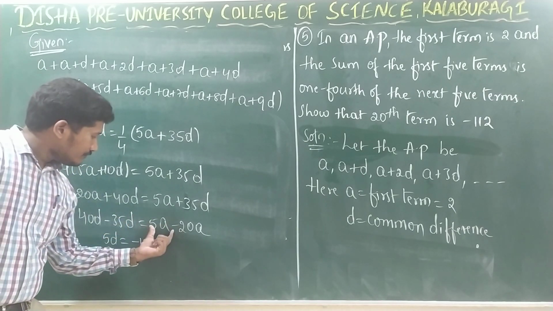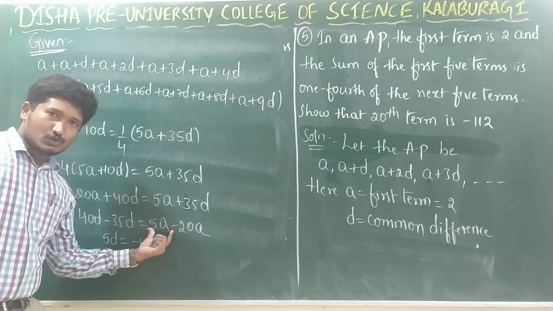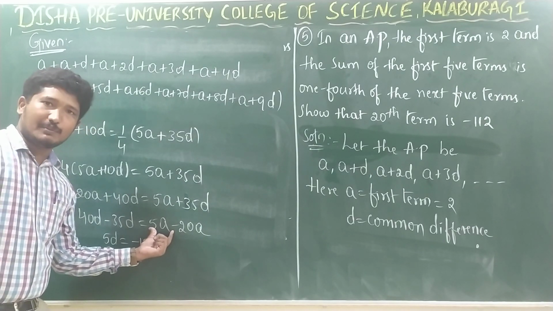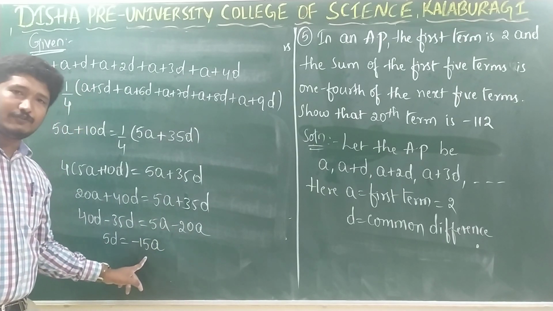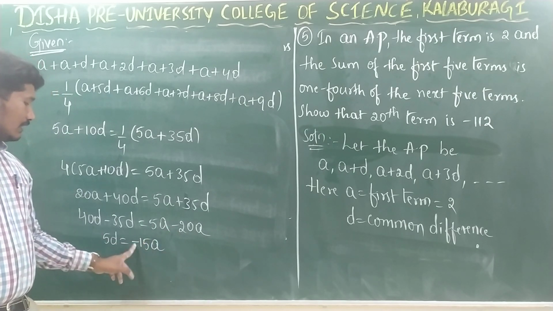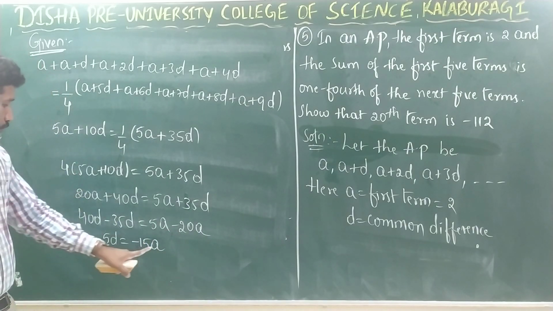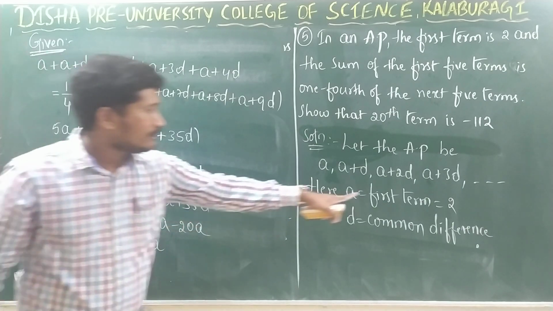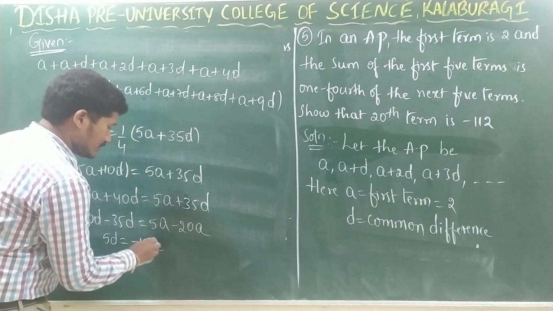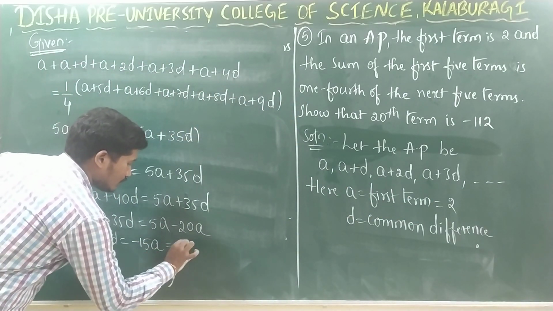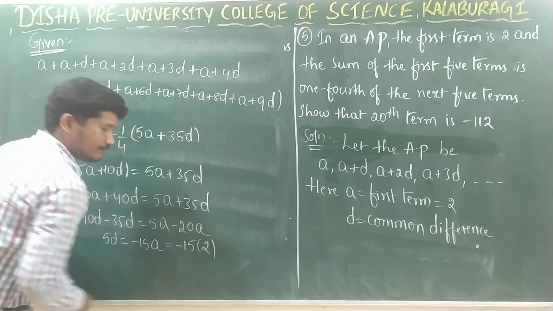See here, we have different signs. So when you have different signs, you will subtract the numbers. So 20 minus 5 is 15, and put the greater number's sign. You know the value of a. What is that? It is equal to 2. So substitute that. This will be equal to minus 15 into 2.